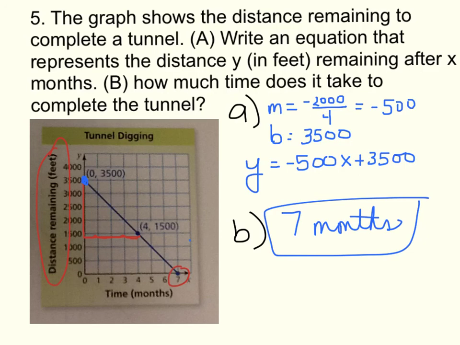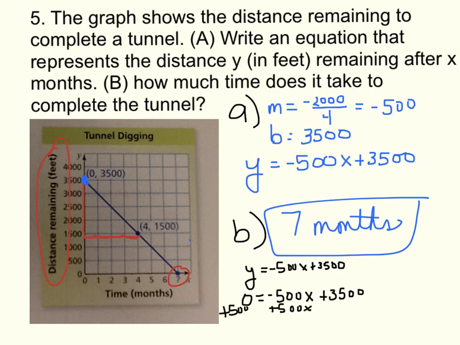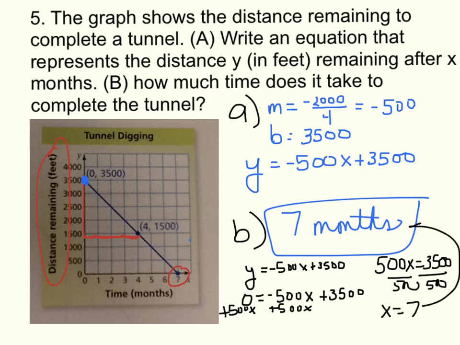The other way to do that would be to take your equation, y equals -500x plus 3,500. And if I want y to be 0 because I want no distance remaining, I just plug in 0. Solve your equation, so I add 500x on both sides. That gives me the equation 500x equals 3,500. I divide by 500, x would equal 7. So that would be another way you could use it algebraically.